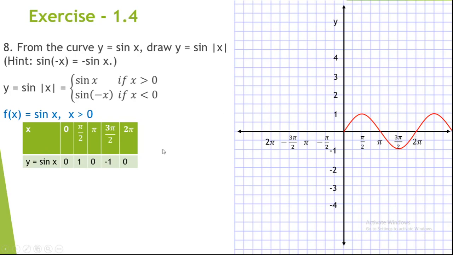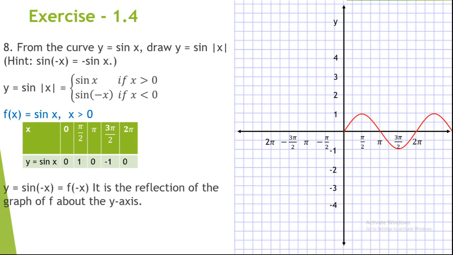Right. Now we have to draw sin minus x. So sin minus x means f of minus x. It is the reflection of the graph about the y axis. So this particular part should be rotated to the left hand side. So you see, this is the rotation. With positive values of x you will have the sin x graph, which is the right hand side of the y axis, and for the sin minus x graph you take the left hand side of the y axis. So this is the y is equal to sin modulus of x graph.